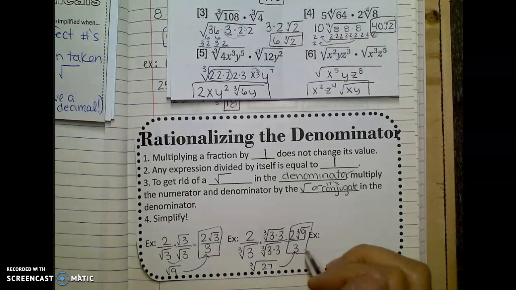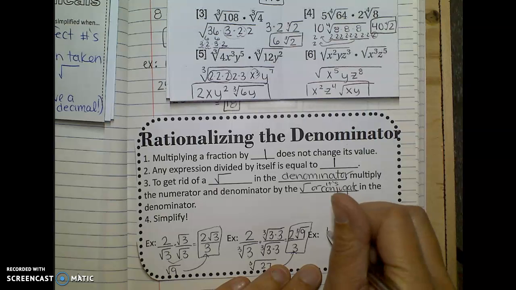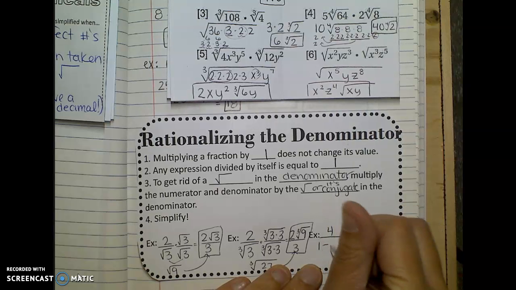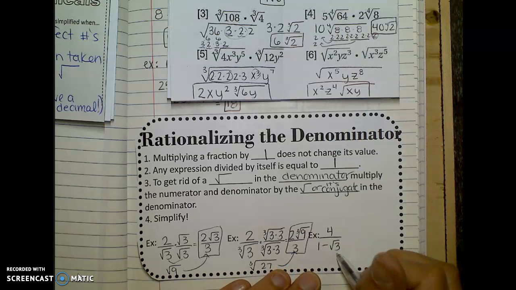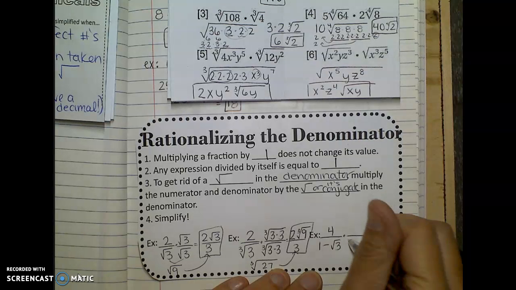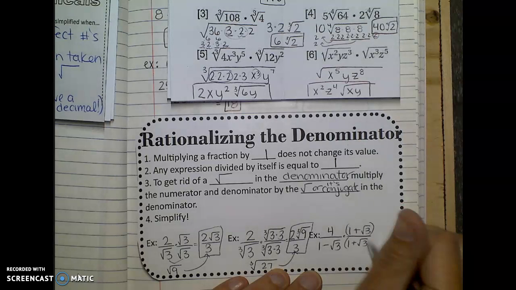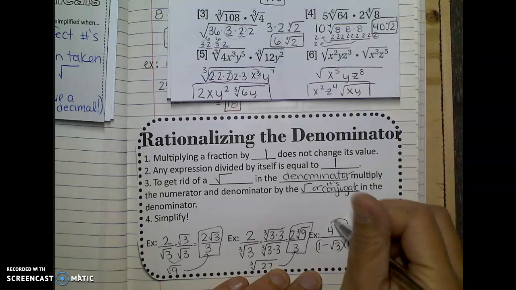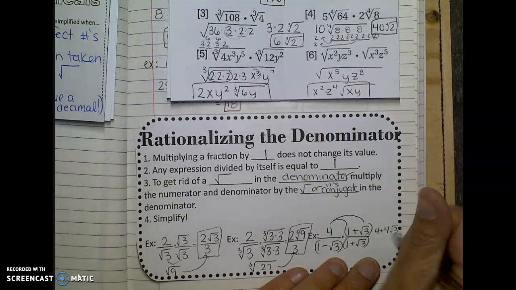Now the last sort of rationalizing the denominator sort of thing is if you had something like 4 over 1 minus root 3. So if I have multiple numbers in my denominator, including a root, you want to multiply by the conjugate of that, which would be 1 plus root 3 on top and bottom. Now really you're multiplying by 2 numbers here. So on top you're going to distribute and you'll have 4 plus 4 root 3.